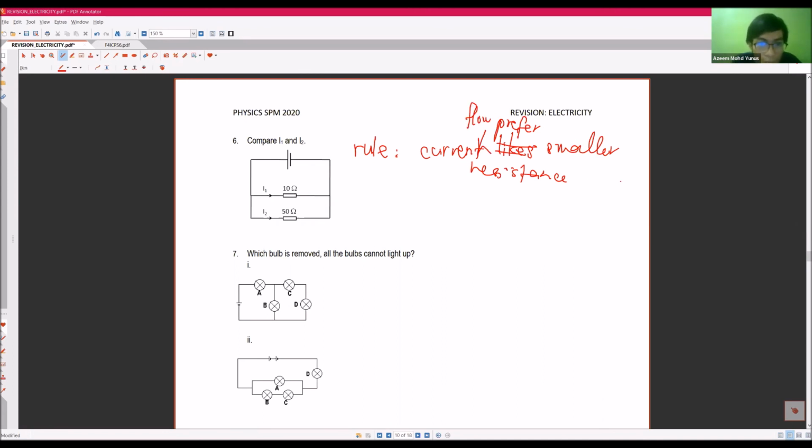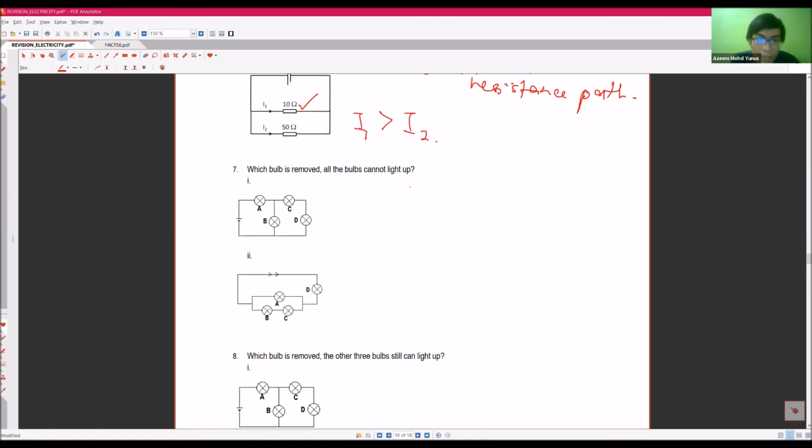Okay, so which one has the smaller resistance path? Here, let's make I1 bigger than I2. So it's kind of logical here because the current flow represents the smoothness of the movement. If we have a lot of resistance, then the flow is not as smooth as with lower resistance. So it becomes smaller current values for the higher resistance. And the current prefers smaller resistance.